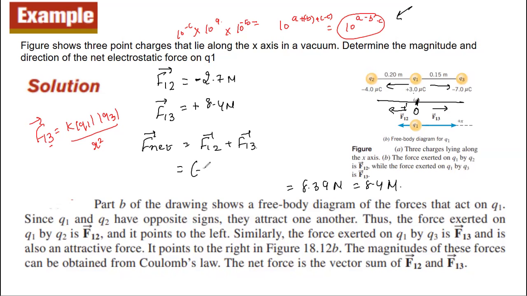So I will plug in the numbers over here, which is -2.7 plus 8.4. Makes sense? So solving that on the calculator, it gives me 5.7 newtons, a plus. Okay, so that means the plus sign indicates that the net force is pointing in the right direction. Okay, the net force will be in the right direction. I hope that makes sense.